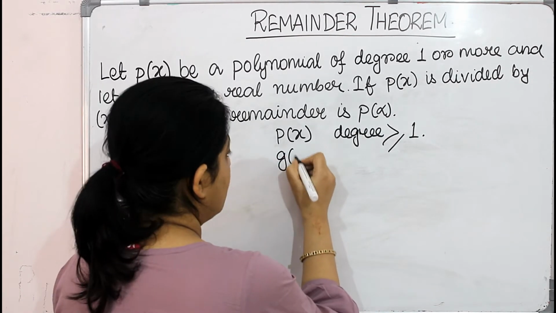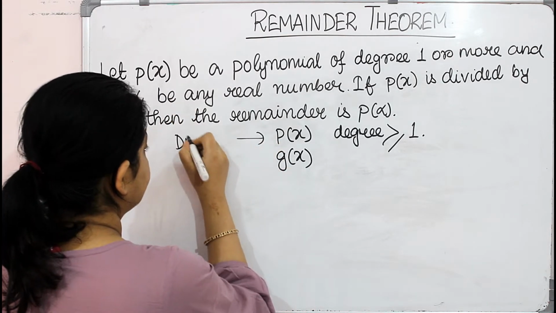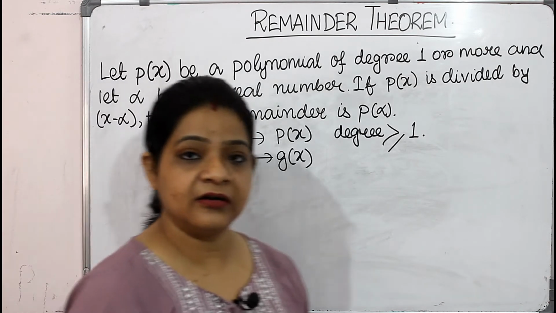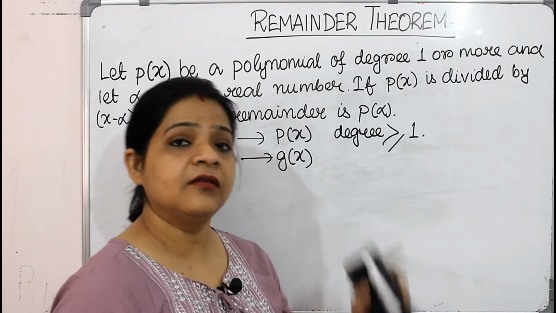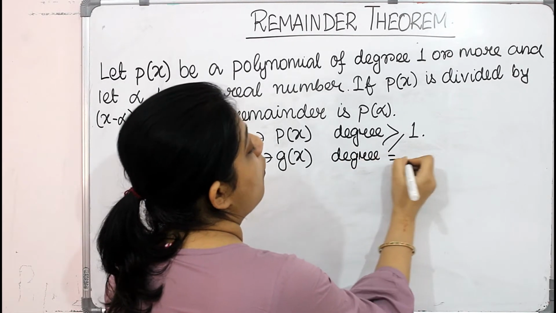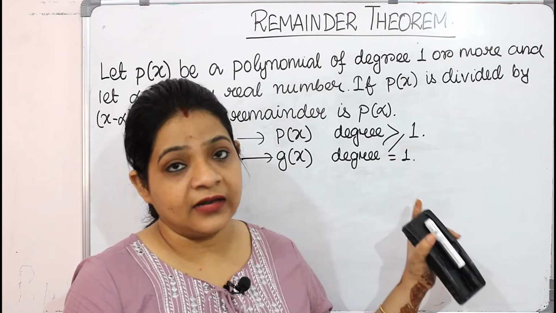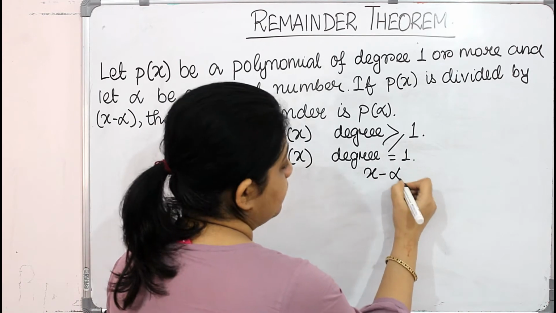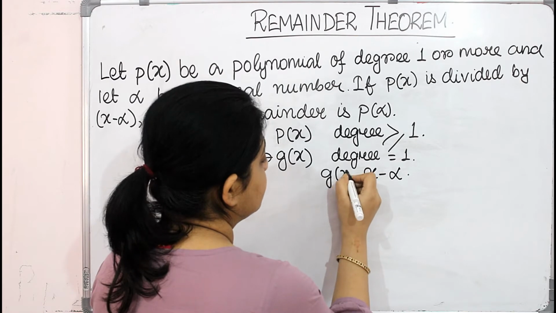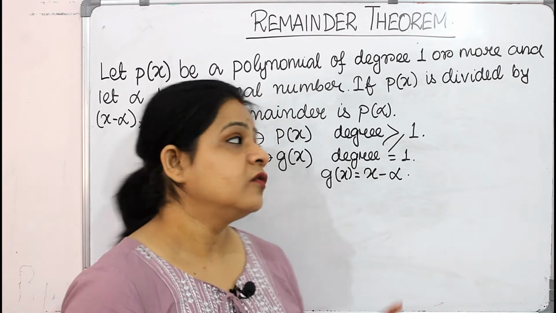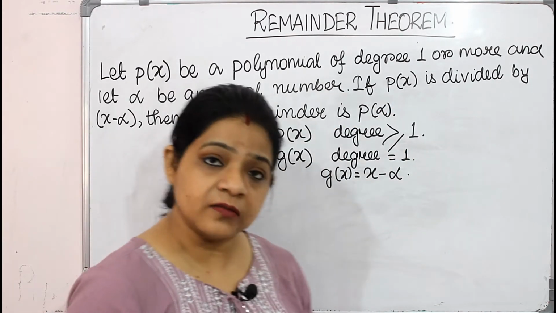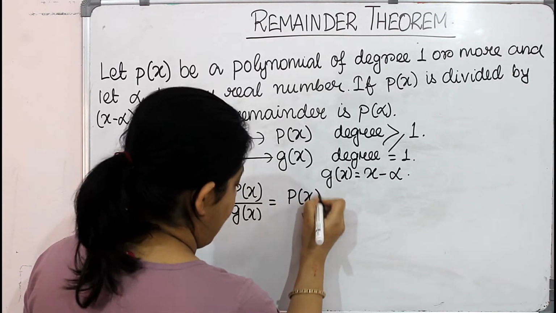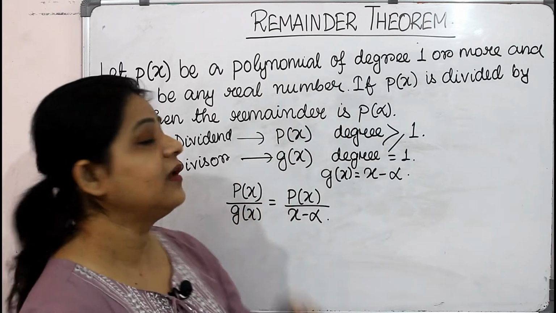Now G(x) is the divisor. The degree of G(x) should be equal to 1, so the remainder theorem is valid for G(x) having degree 1. Let us consider that G(x) equals x minus alpha. So if P(x) is divided by G(x), that is, if we divide P(x) by x minus alpha, then the remainder is P(alpha).